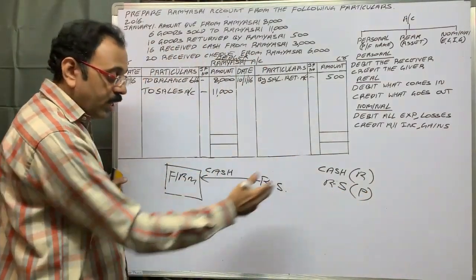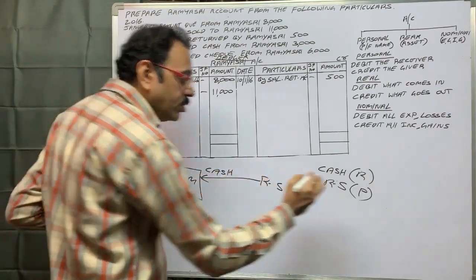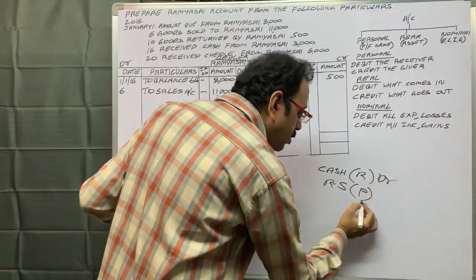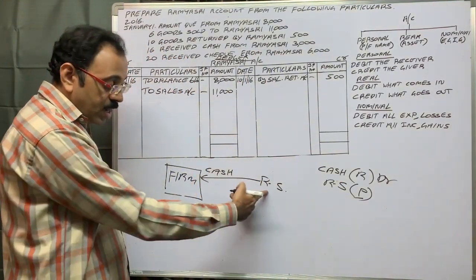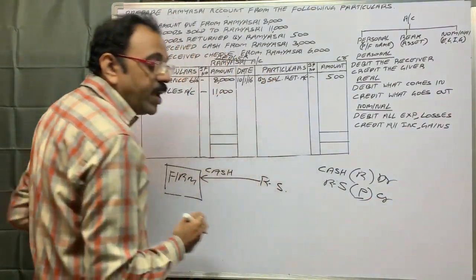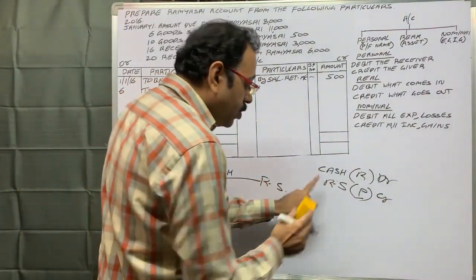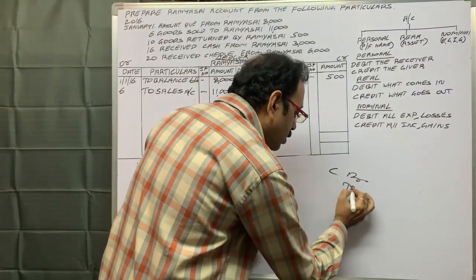Real account rule: debit what comes in, credit what goes out. Cash is coming in, so debit it. Personal account rule: debit the receiver, credit the giver. Ramyashri is a giver, so credit her. Final entry: cash account debtor to Ramyashri account.